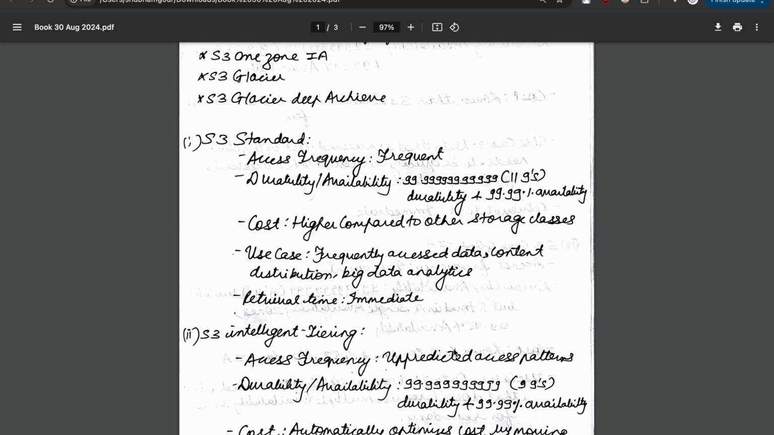So on what basis is AWS charging us? Basically, the time you access the data, whether it is frequent, infrequent, pattern or non-pattern.